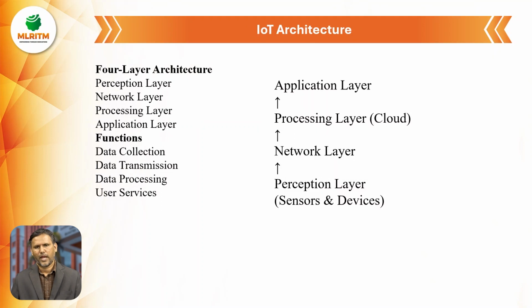So next topic is IoT architectures. IoT architecture contains four different layers. One is the perception layer. Under this perception layer, your sensors and devices perceive the data, so these are used for data collection. Second one is the network layer, which is used for data transmission. Next is the processing layer for cloud, which is used for processing of the data. Next, the application layer, which is for the user services.